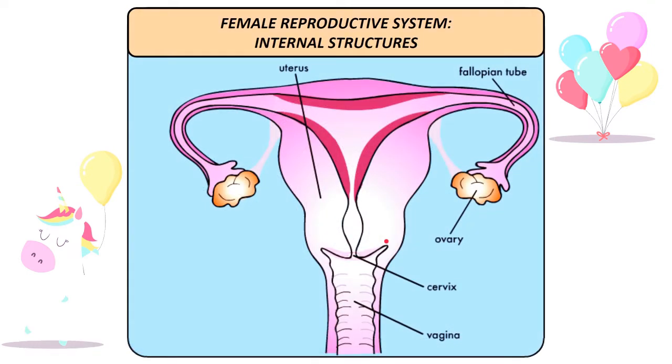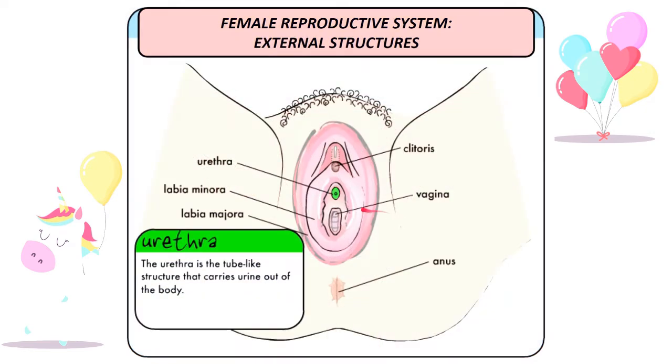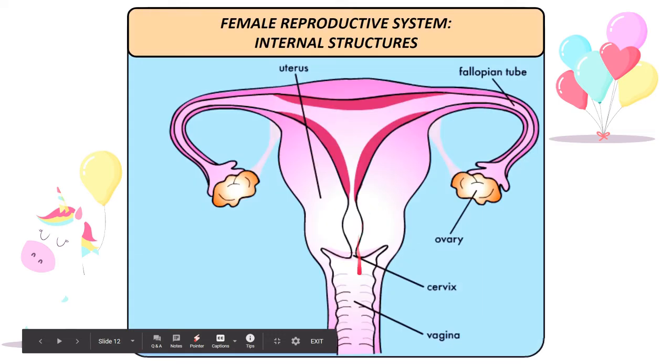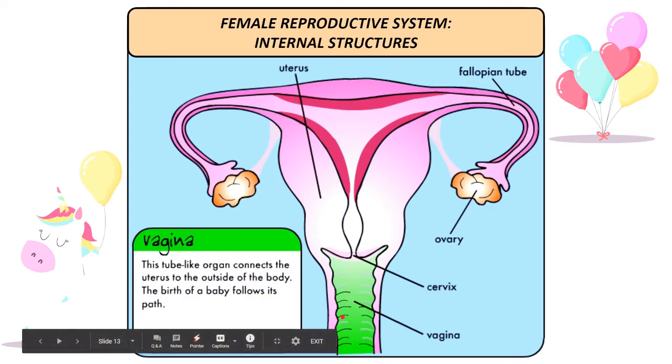So now let's go to the internal structures. Remember, this is the vaginal opening. It leads into a tube-like structure inside, and that would be this one, vagina. The vagina is a tube-like organ that connects the uterus to the outside of the body. Again, this is the pathway of the baby during birth, blood during menstruation, and penis during sexual intercourse.